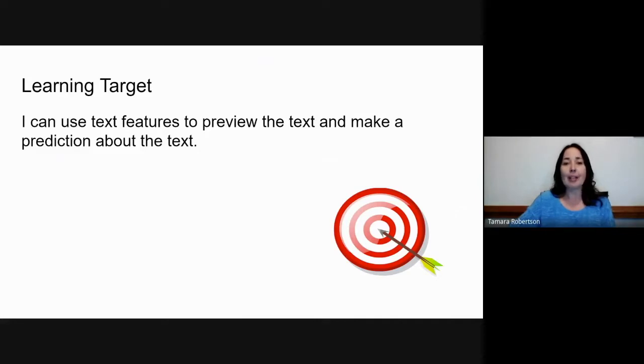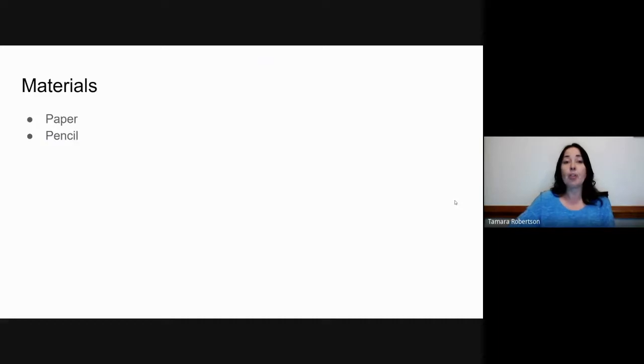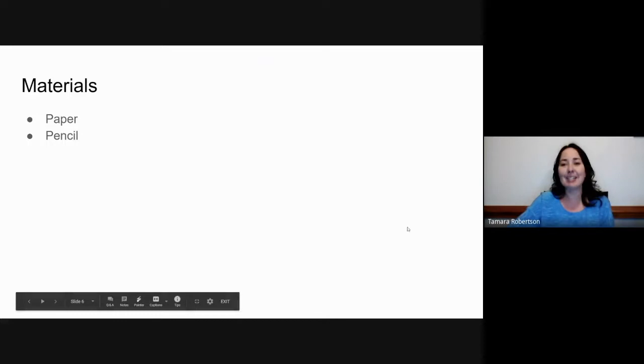Okay, so let's look at today's learning target. I can use TextFeatures to preview the text and make a prediction about the text. So we're going to practice previewing the text using TextFeatures again, but this time we're going to make a prediction about the text. You're going to need paper and pencil, so go ahead and pause the video while you get those supplies together. Okay, you ready? All right, let's get started.